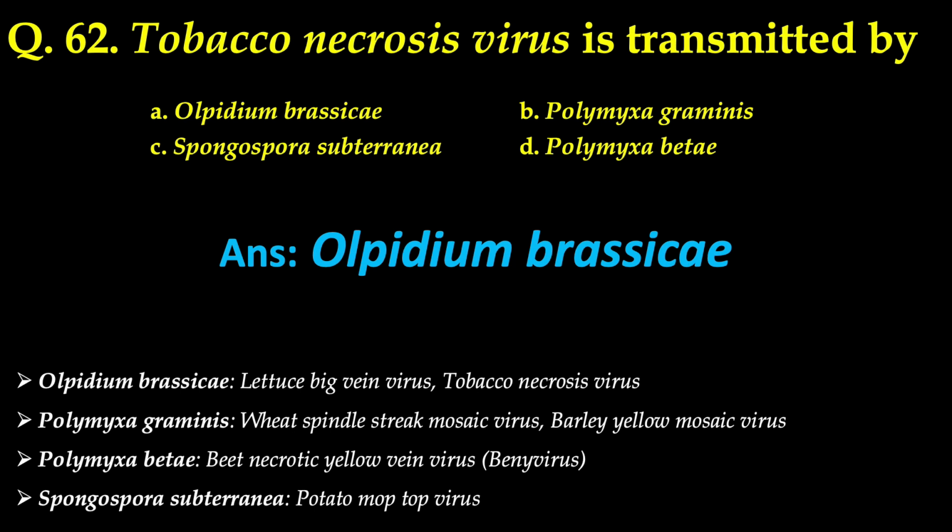As we know, Olpidium brassicae, it actually transmits the lettuce big vein virus, then tobacco necrosis viruses. On the other hand, Polymyxa graminis, they transmit wheat spindle streak mosaic viruses, barley yellow mosaic viruses. On the other hand, Polymyxa betae, they transmit beet necrotic yellow vein viruses or benyvirus. And last is Spongospora subterranea, they transmit potato mop top virus.